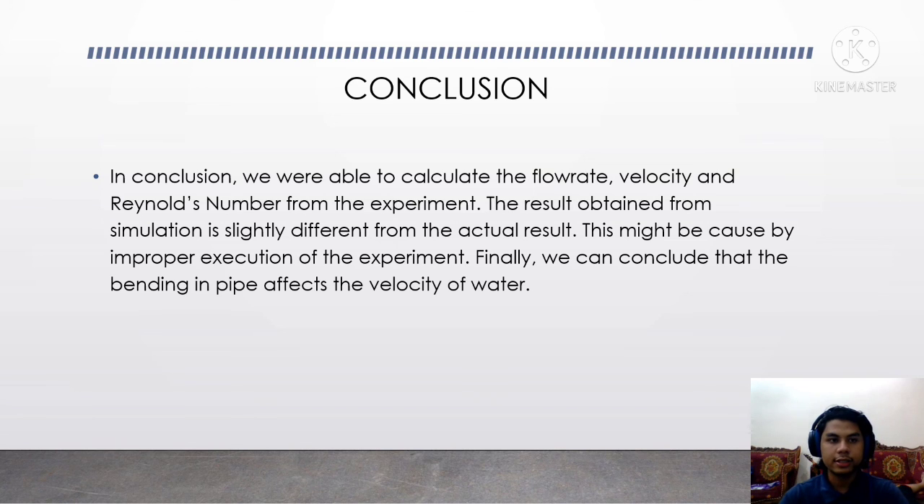In conclusion, we were able to calculate the flow rate, velocity, and Reynolds number from the experiment. The result obtained from the simulation is slightly different from the actual results. This might be caused by improper execution of the experiment. Finally, we can conclude that the bending pipe affects the velocity of water. Thank you, that's all from me.